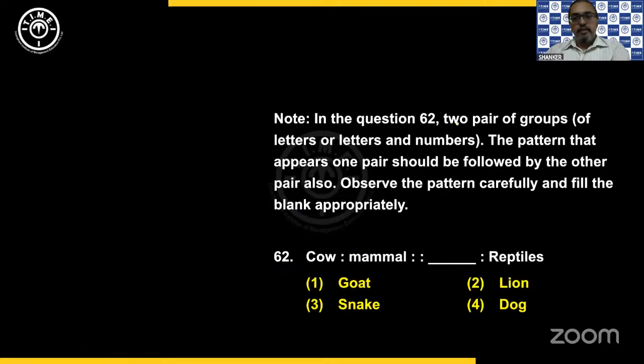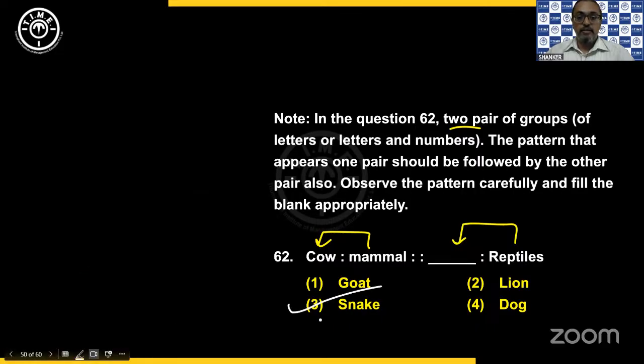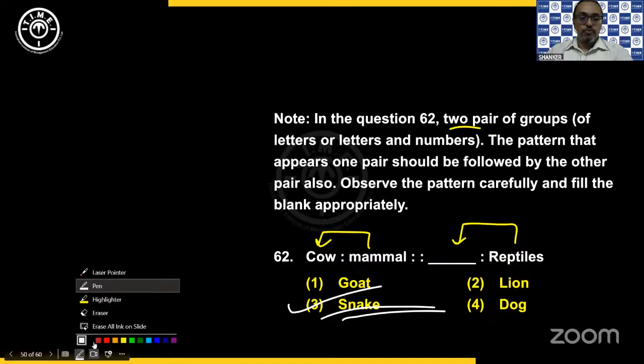Next. In the question 62, two pairs of groups of letters or letters and numbers. The pattern that appears in one pair should be followed by the other pair also. Okay. This is analogy. Now it is verbal analogy. So now we have mammal. Cow is a type of mammal. Reptile. Which among the options is a type of reptile? We know, we have the answer. It is snake. Snake is a type of reptile. Correct? Yeah. So snake is what we pick.